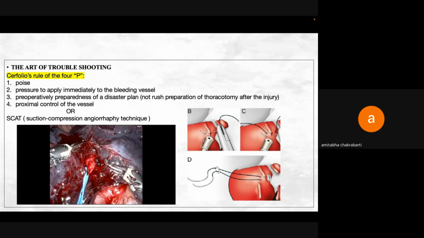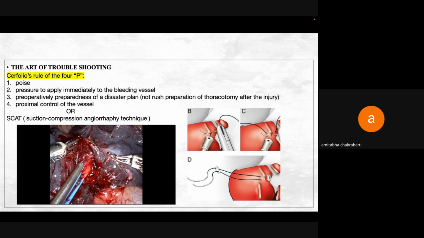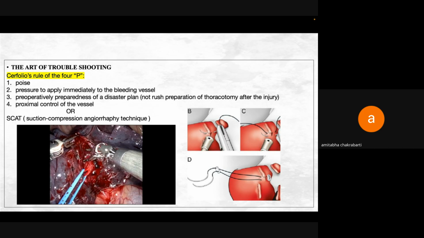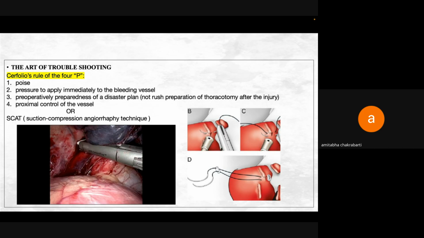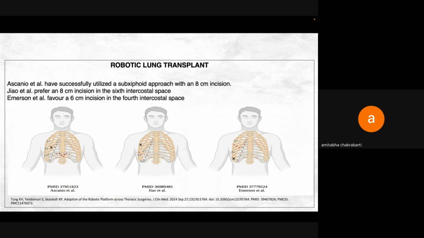And this also can be done, which we can do with the hand. We can do it nicely with the help of robot with proper training of the skill. So this is the state of art surgery.